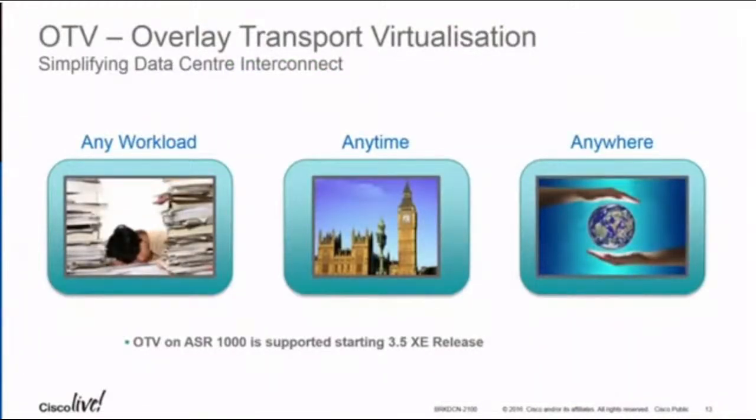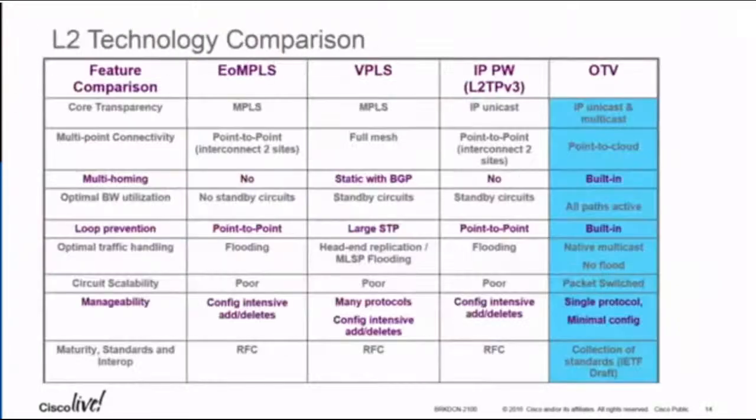OTV on ASR 1K, the support started with XE 3.5, and this is where the multicast mode started. And the unicast mode probably started with the XE 3.9 release. Let's have a comparison between some of the L2VPN features and OTV.